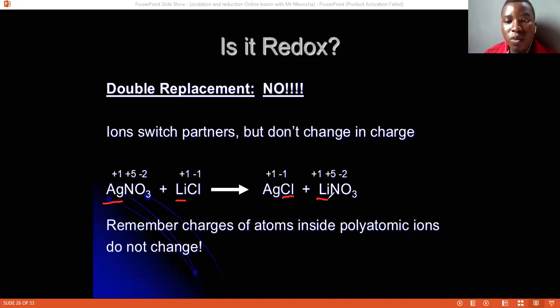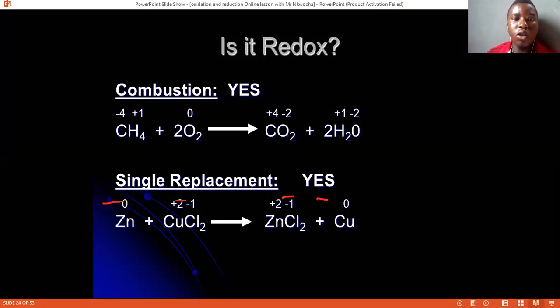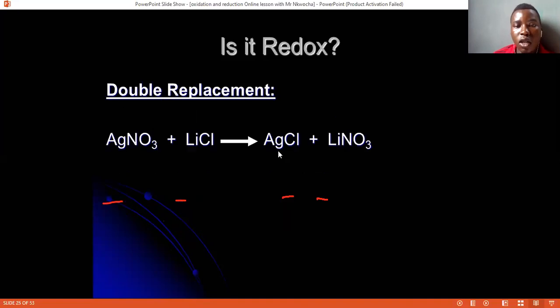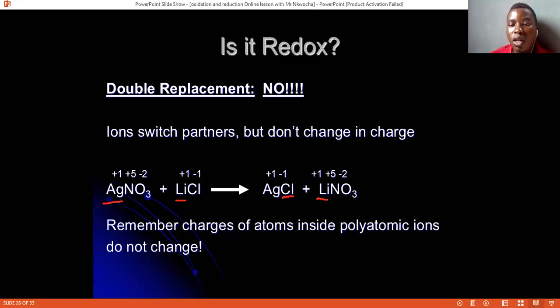Whenever there's a double replacement, such reactions are not redox reactions. Okay, so it's very important. I wanted to show you another. Look at this combustion reaction. This combustion reaction is not a double replacement because here oxygen was on its own. Look at single replacement. Zinc was on its own, it is not a double replacement. So that's why it's a redox reaction. But whenever there is a double replacement, the participating atoms replace each other, the oxidation state remains the same. So such reactions are not usually redox reactions.